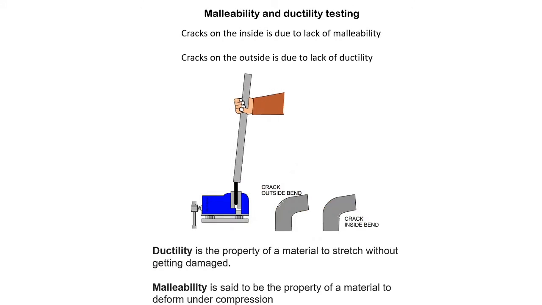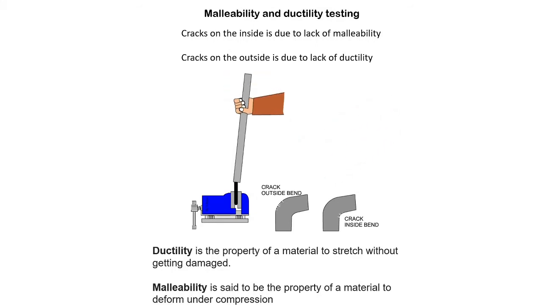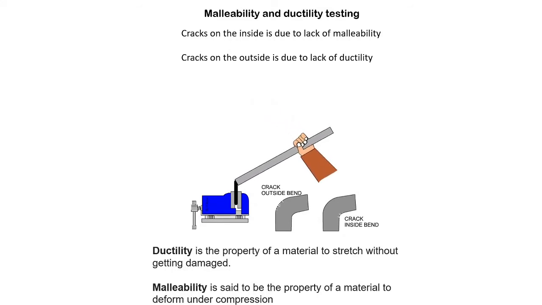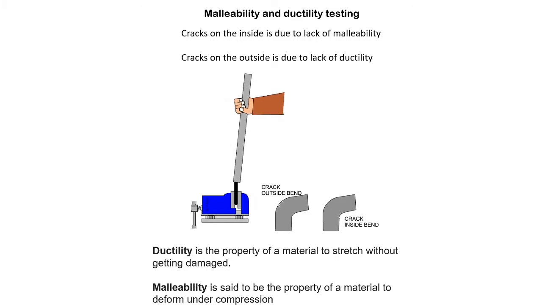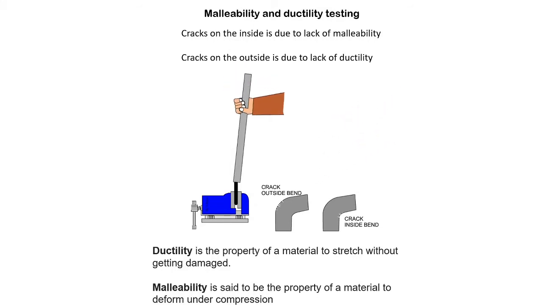So you've got malleability and ductility. This is the most common one that people get mixed up. So remember, ductility is about being able to be stretched without getting damaged, whereas malleability is the ability to deform it under compression, so hitting it with a hammer. The test is the same for both. Essentially, have your material in a vise, put a pipe over it, and just pull it down.